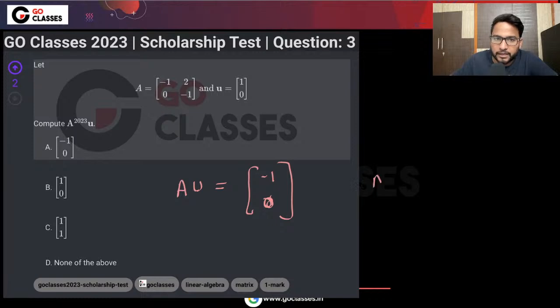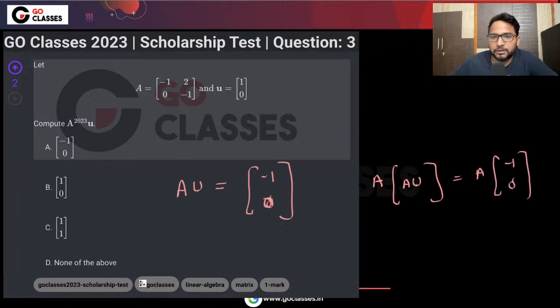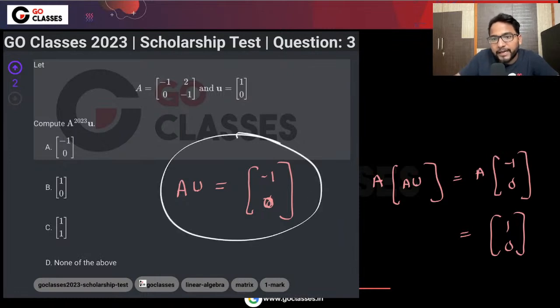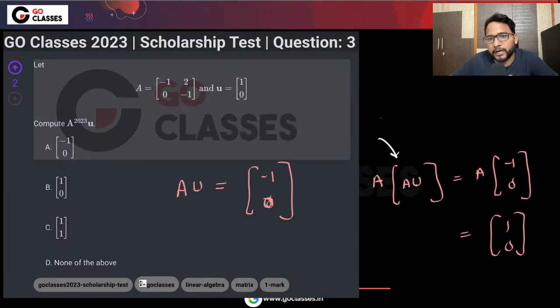So if you multiply A to AU, which means multiply A to -1 and 0, you will be getting 1 and 0 in this case. So AU is -1 and 0, and A square, this is nothing but A square U, right? A square U is 1 and 0.